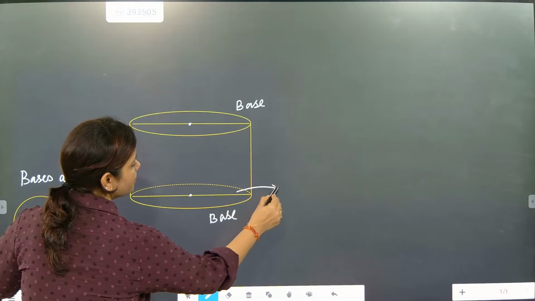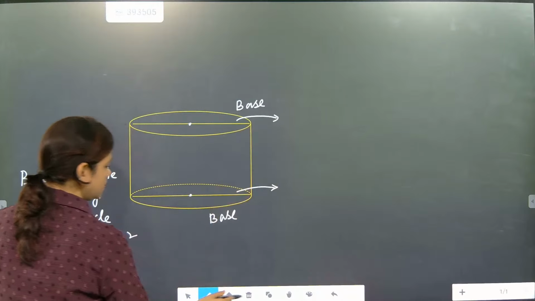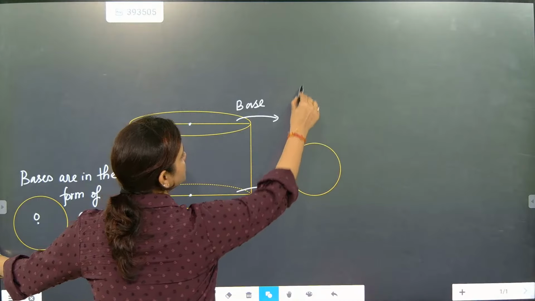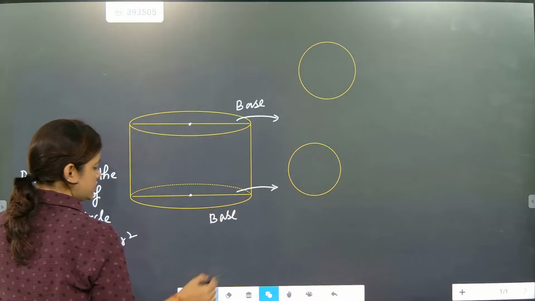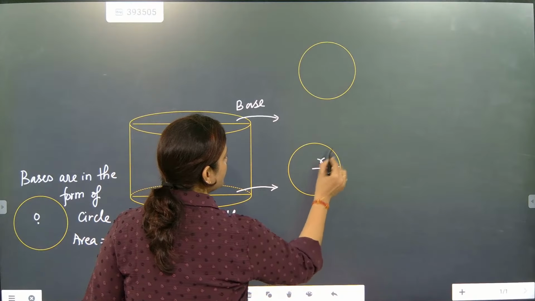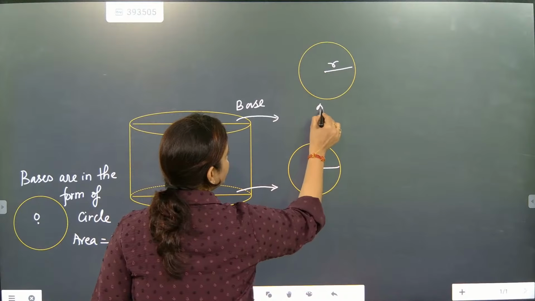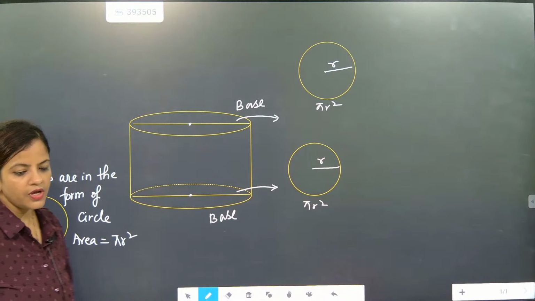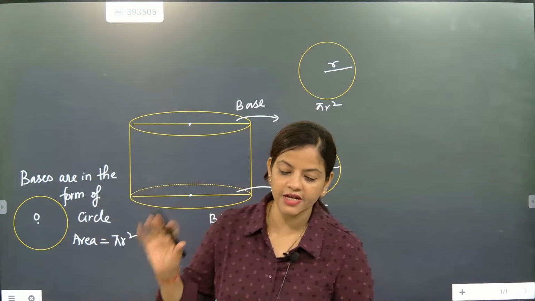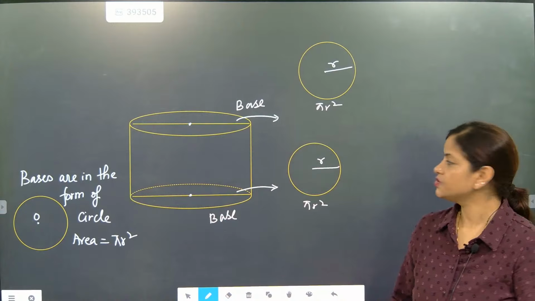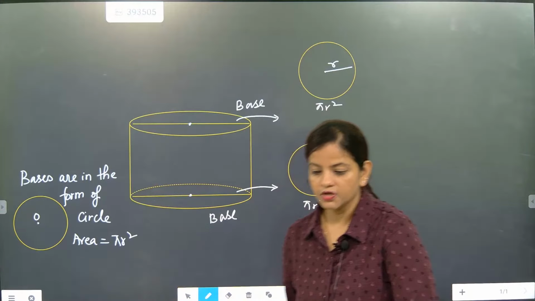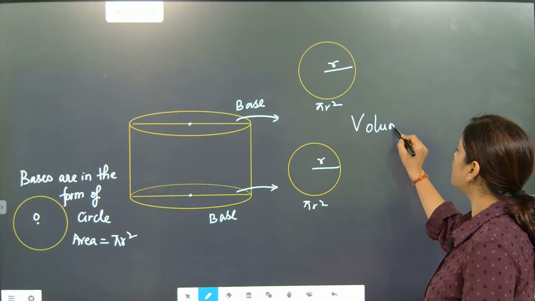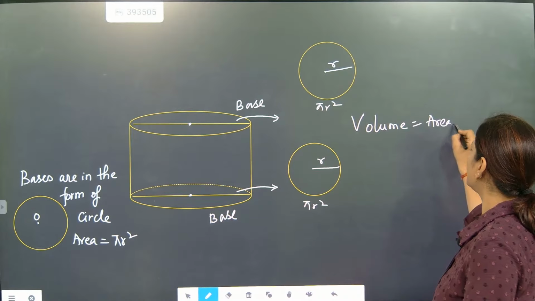So, this is exactly one circle. This is another circle. So these two are circles, means this is one circle and this is another circle of same radius. So radius will be exactly considered as r and this is r. So what is the area? Pi r square and pi r square. Done. So upside and downside both are bases. Now how to find the volume? If somebody asks you volume, how are you going to respond? Volume is equal to area into height.